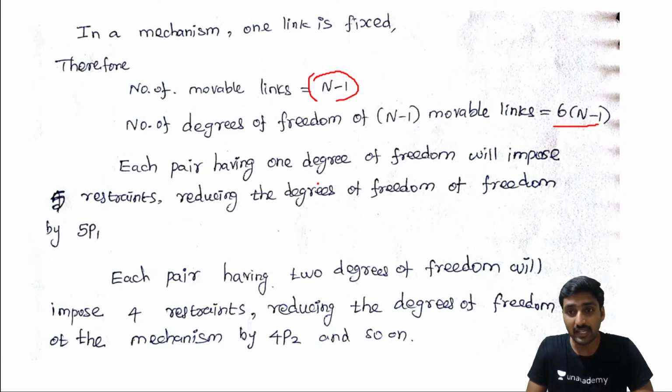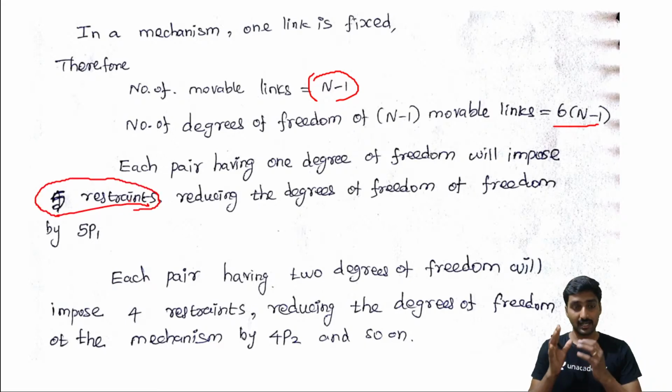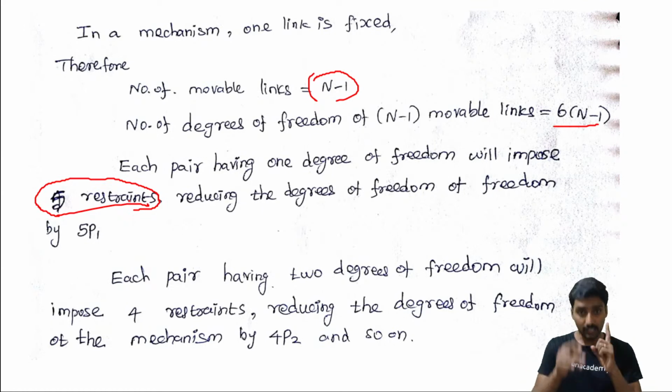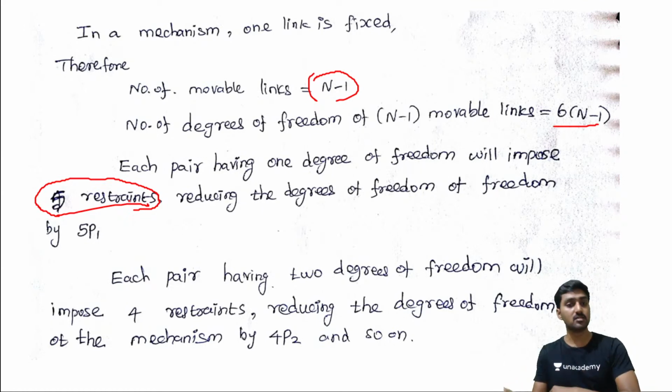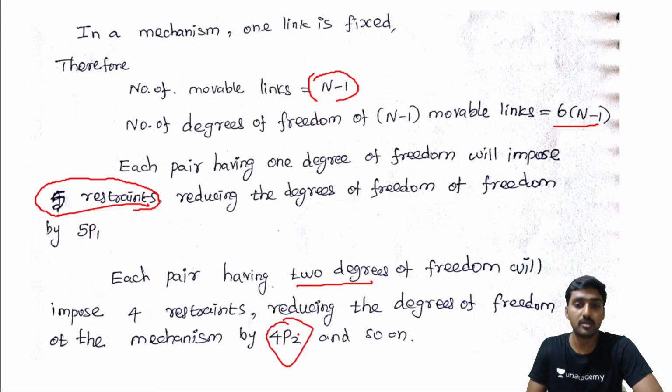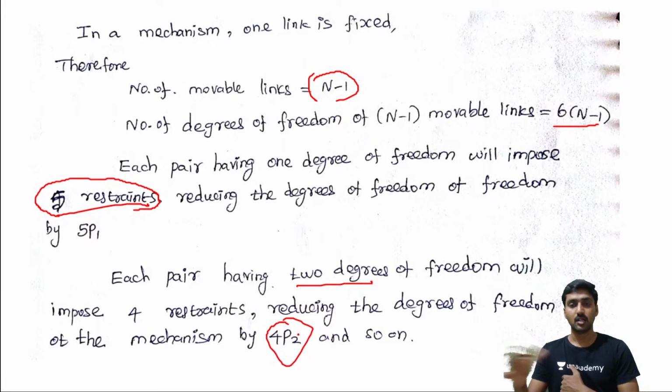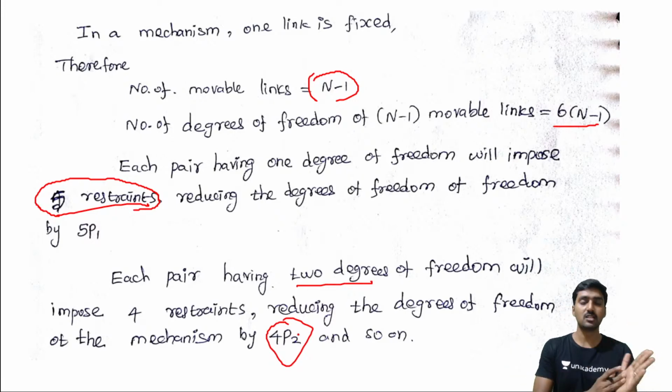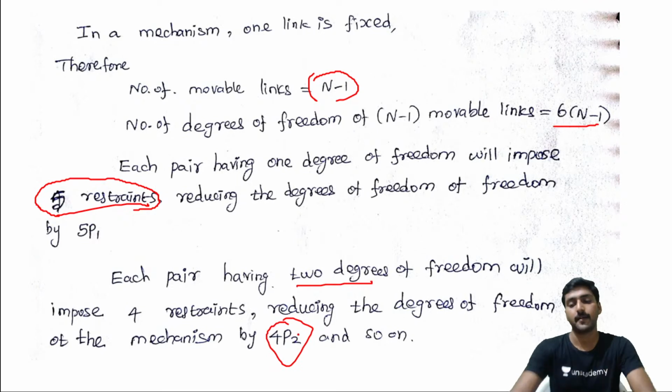Each pair having 1 degree of freedom will impose 5 restraints. 5 restraints means 5 constraints: 1 degree of freedom, and the remaining 5 directions are constrained movement. Reducing the degrees of freedom by 5p1. Each pair having 2 degrees of freedom is reduced by 4p2. That means 2 degrees of freedom out of the total 6, so 4 constraints are available, that is 4 restrictions.